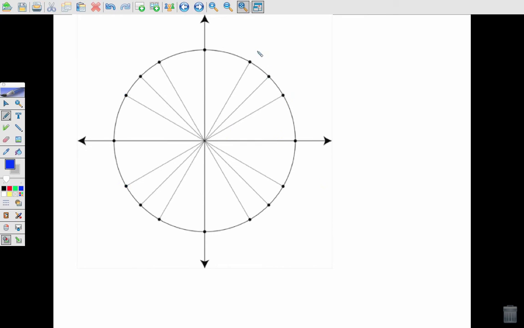Okay, and the last set of points we're going to look at is the pi over 3 family. So the pi over 3 family contains pi over 3, 2 pi over 3, and this one is 4 pi over 3, and 5 pi over 3. Okay, and it's a similar process when we drop a perpendicular line down. We end up with a special right triangle here once again.